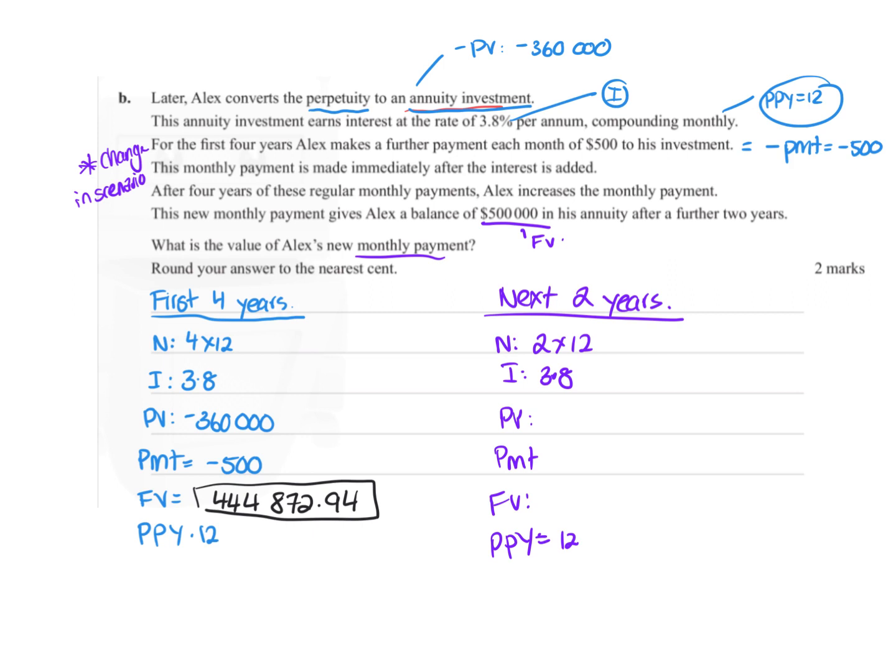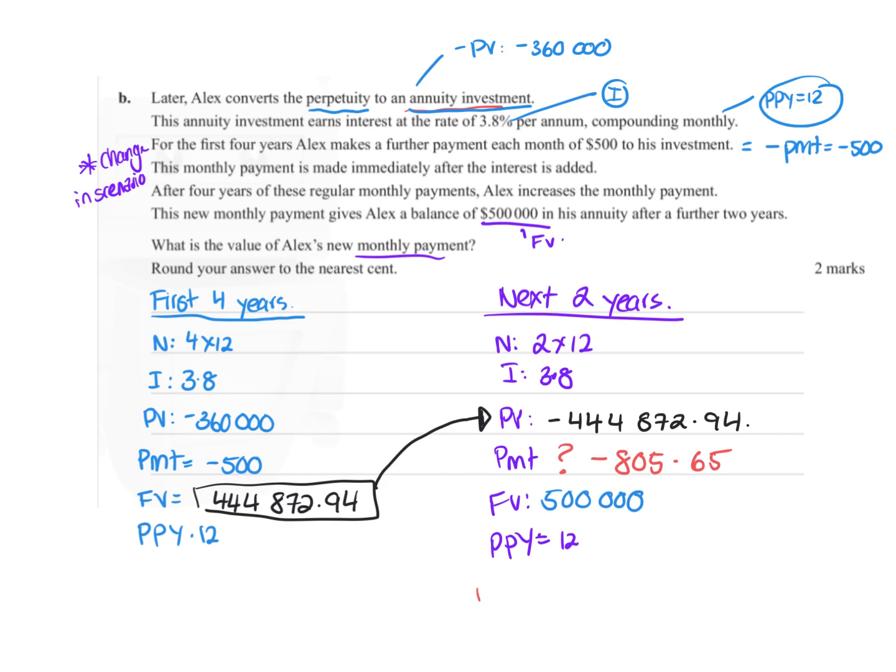Now, the PV is going to be, we're going to invest, like we're investing the current amount again. So we have to make that negative. So that has to be negative because it's like we're investing, we're starting again. And we want to know what the payment is when this account reaches 500,000. So if we do that, you'll see it says negative 805.65, but they're just asking what the new monthly payment is.